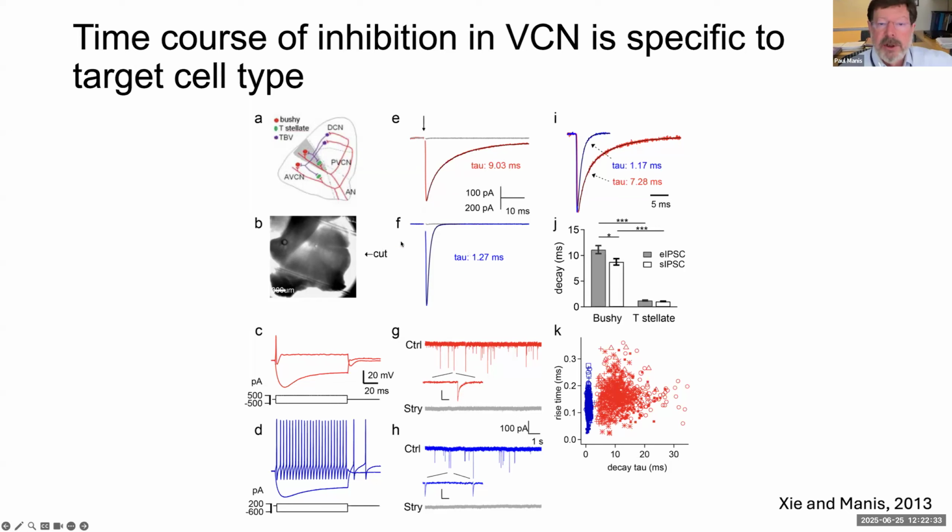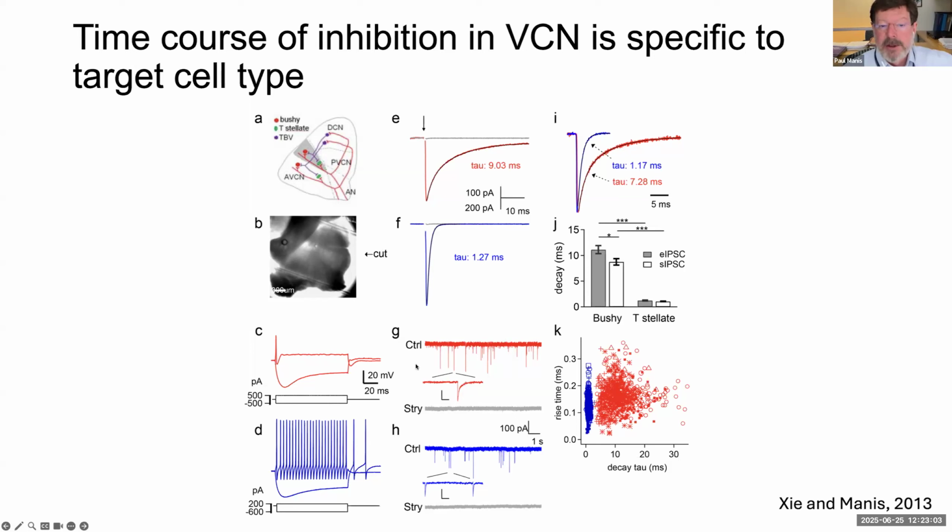And the stellate cells, in contrast, have a very fast decay time constant of about 1.3 milliseconds here, very close to the time constant of their auditory nerve input decay. This is true for the evoked responses, and it also is true for the spontaneous synaptic events that occur in the slice from the spontaneous release of vesicles from these terminals. And in both cases, the responses are completely blocked by strychnine, so they're glycinergic synaptic input.